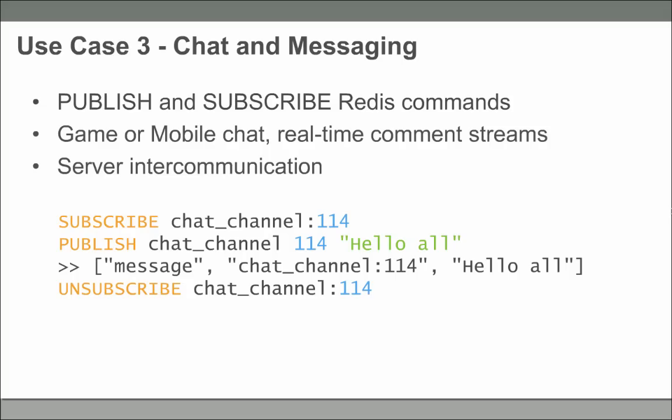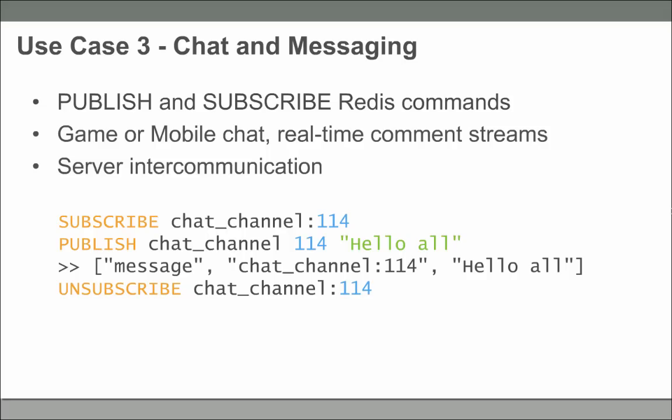So the third use pattern we'll cover today is chat and messaging. Now let's think of a chat room in a game or an application, or a real-time comment stream. What you want is users to get messaging updates in real time. For that, Redis supports the pub/sub capability. If you look at the example below, you can have users subscribe to a certain channel. Then you publish a message to the channel. So you see here we publish "hello all" to channel 114. And then everybody who is subscribed to this channel can immediately see it. And if you don't want to see it anymore, you just unsubscribe from that channel.